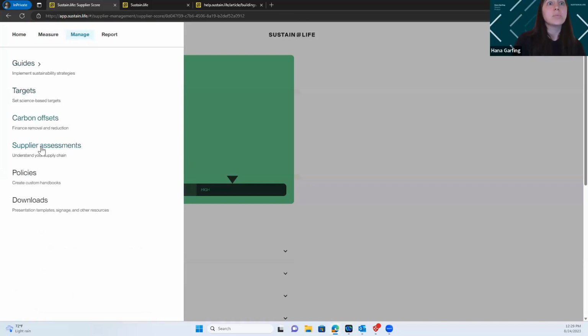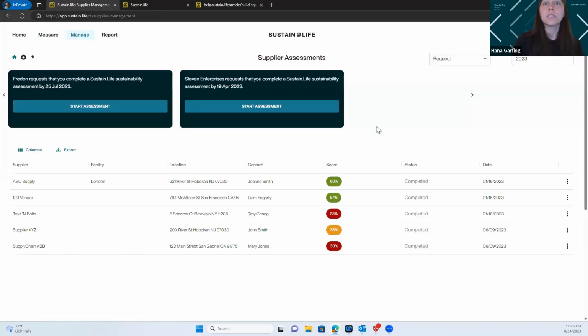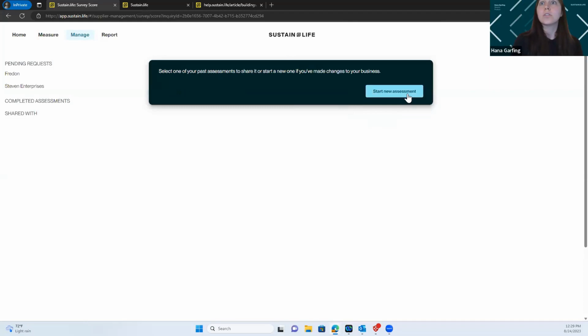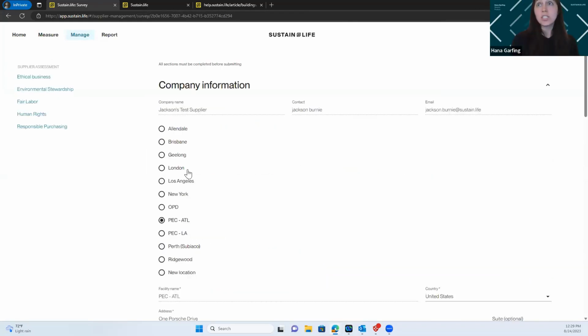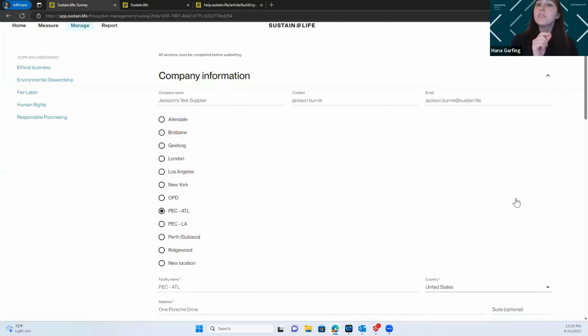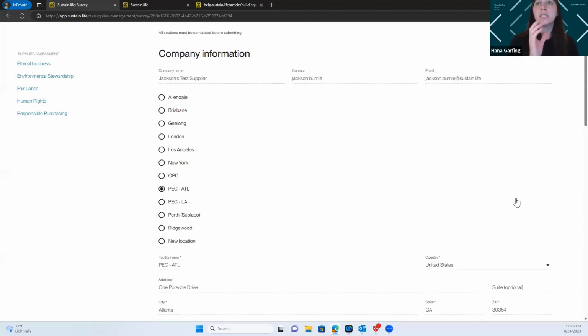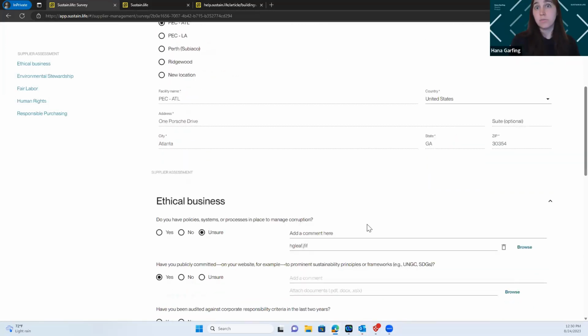From a supplier perspective, I'm going to show you what one of these really looks like. You'll get the email, land in the platform, and start an assessment. First, you'll need to confirm the company information. If you selected facility details versus company-wide details, like the customer did, that will appear here. As a supplier, you can come in and change that if you need to, because each facility might have different answers to each of these questions versus a company-wide answer. So you'll be asked this information at the front.